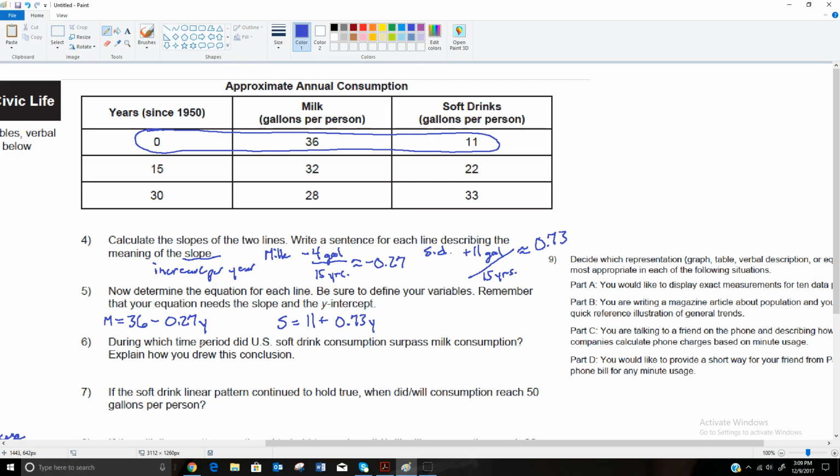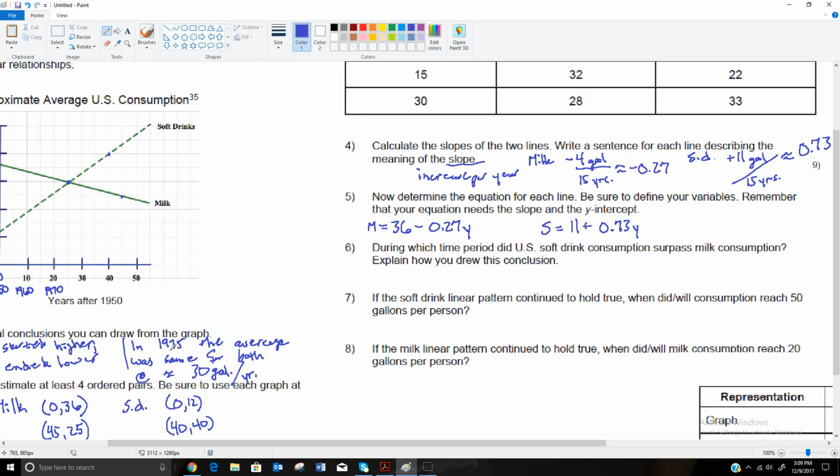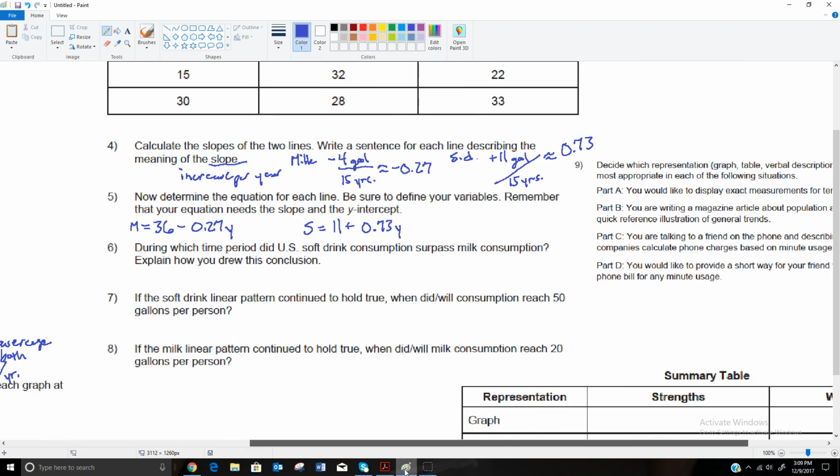Now it says during what time period did the U.S. soft drink consumption surpass milk? And we went back, we already saw this in the graph. It was at 1975. So after 1975, soft drinks was higher. So after 1975, soft drink consumption was higher.